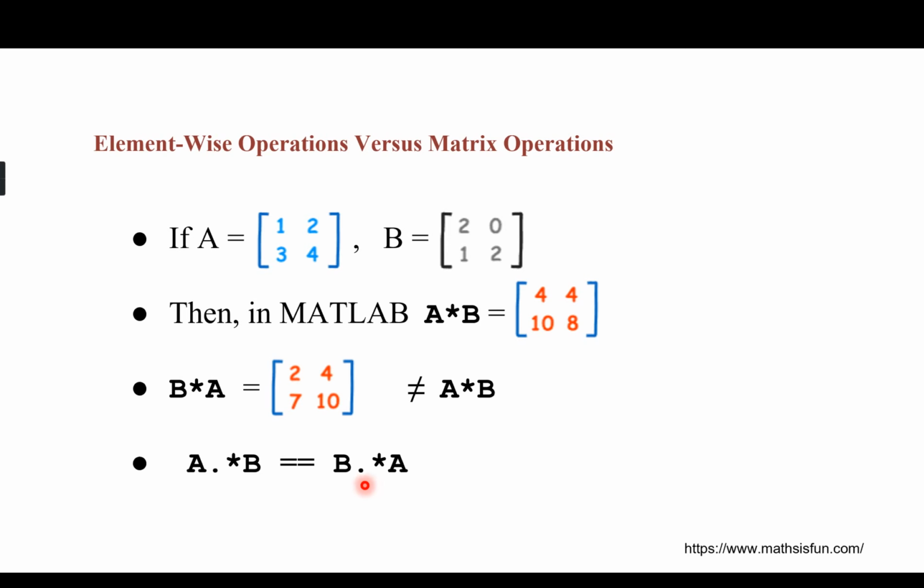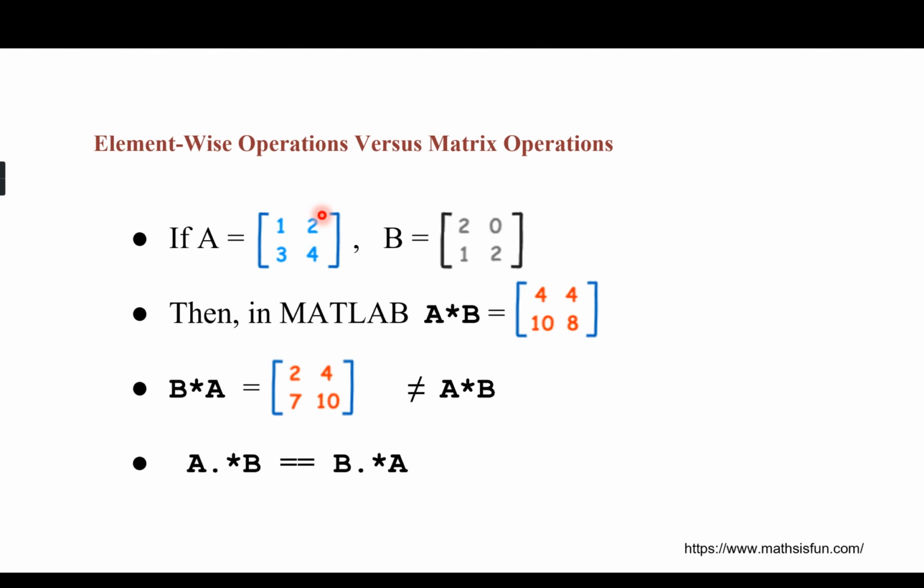And if you type B dot times A, that will be equivalent to A dot times B. Why? Because 1 times 2 is equal to 2 times 1, and that is the first element in this output. 2 times 0 is also 0 times 2. Because if A and B were numbers, not matrices, or if they were just scalars, then A times B is equal to B times A.